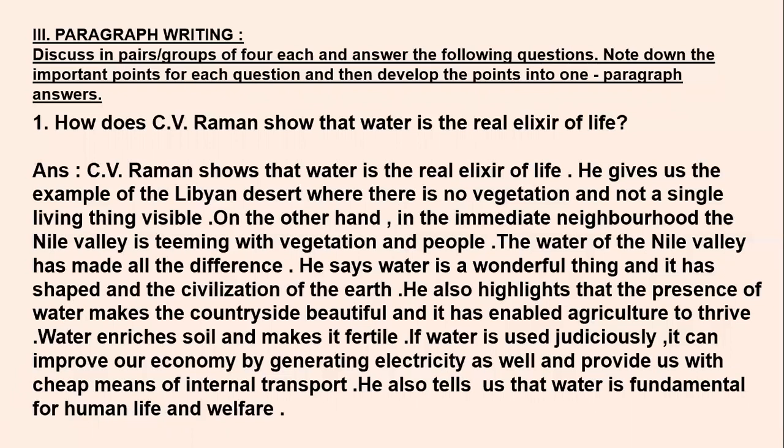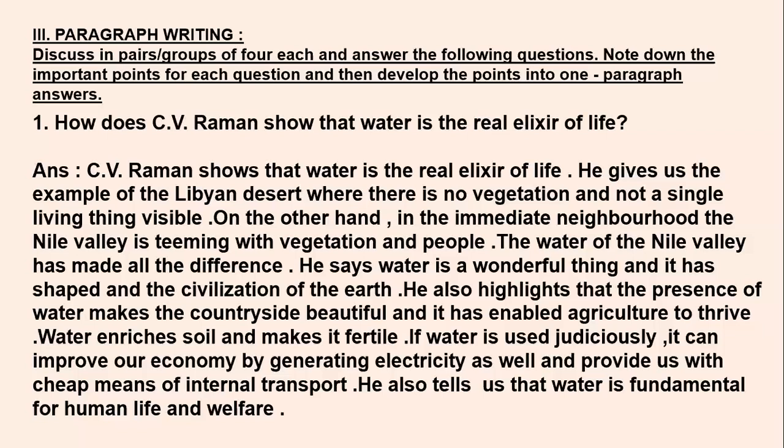Why? Just because the Nile Valley was there, because the Nile water was flowing from there, which was making the land very fertile, and it was possible to have good vegetation and sustenance of life and people over there. Then the water of the Nile Valley has made all the difference. Now, how was it possible? It was just because of the water of the Nile Valley, which is flowing from the river Nile. That has made this vast difference: one side where it's not reaching, it's a desert, and the way from where it's going, there is good teeming vegetation found there. Then he says water is a wonderful thing and it has shaped and civilized the earth.